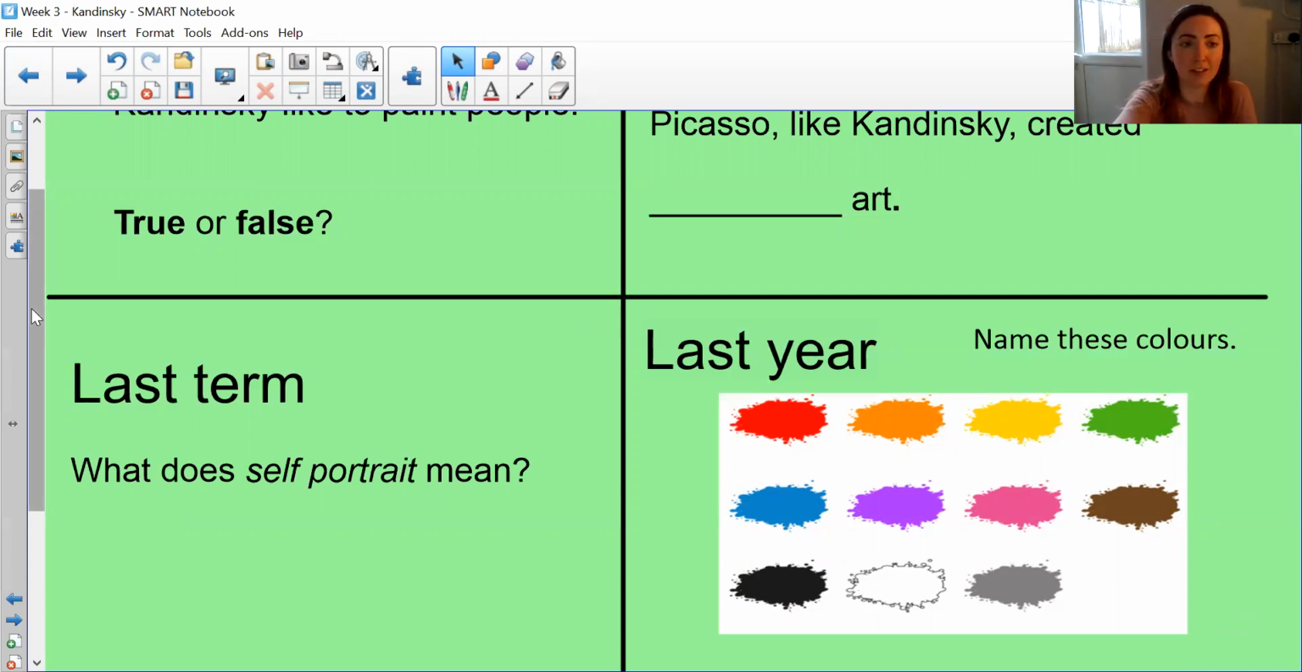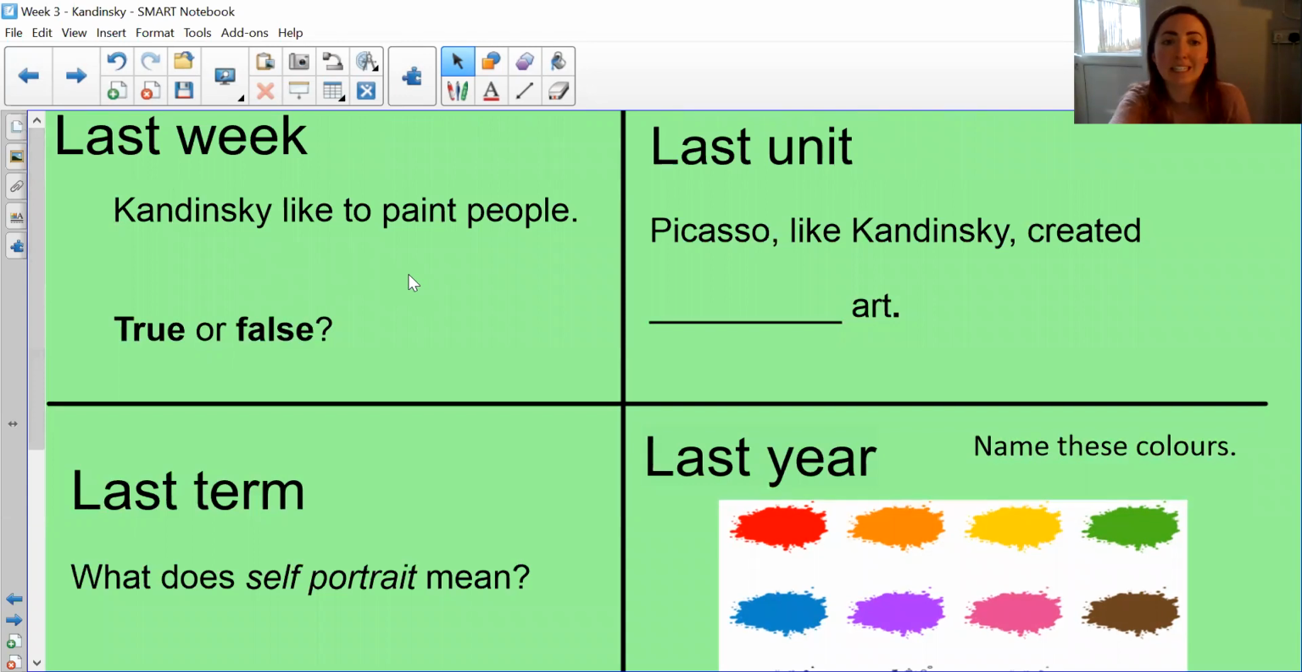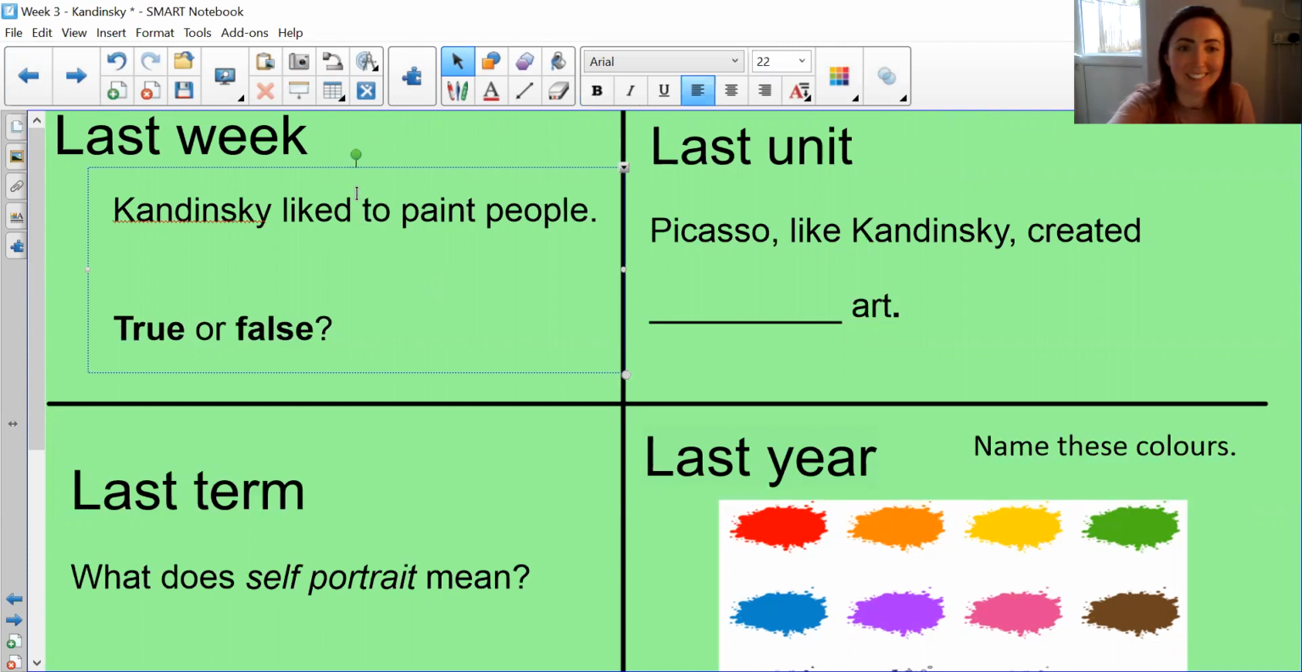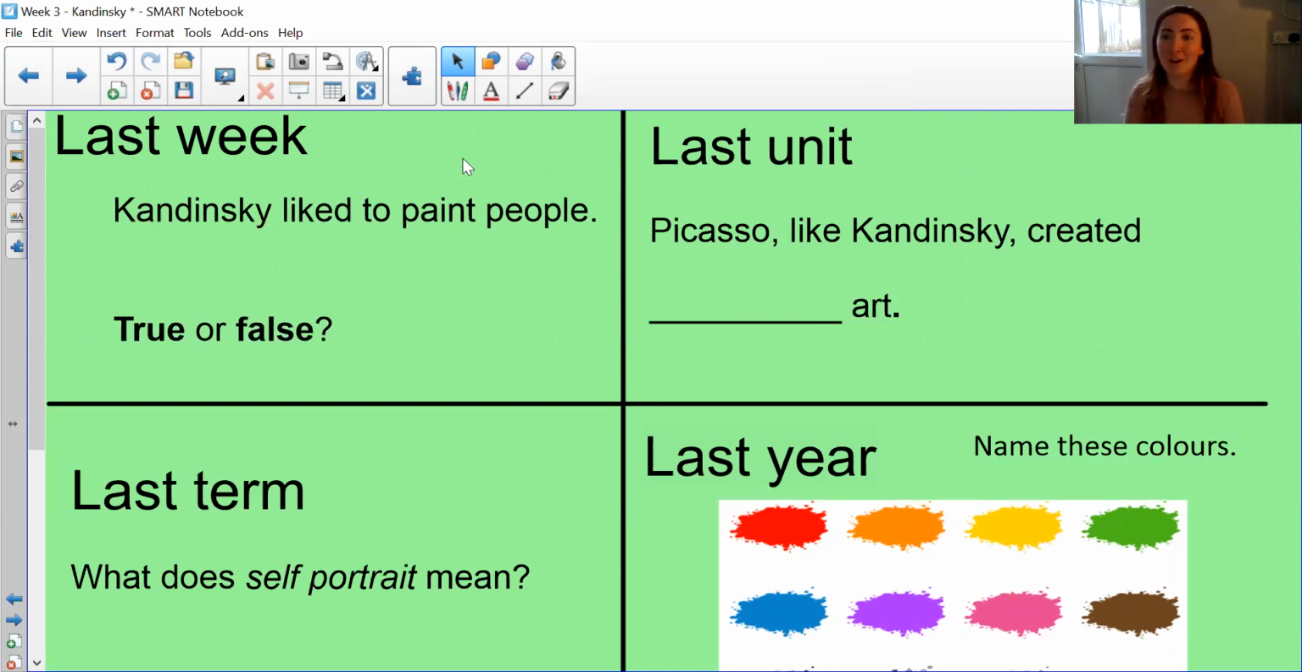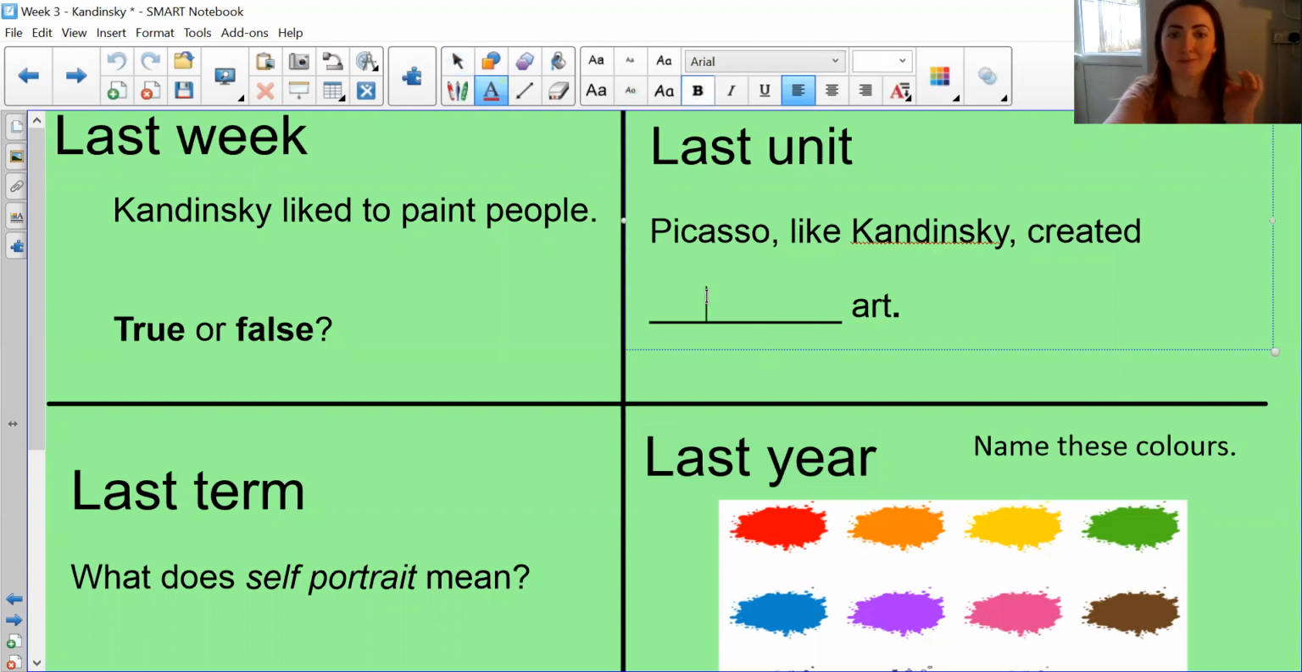Okay, let's go through the answers. Kandinsky liked to paint people. Just realised there's no D on the end of liked. That is false. He did not like to paint people, did he? And the next question tells us why, because it's the type of art he created. Picasso, like Kandinsky, created what type of art? It's abstract. Abstract art.